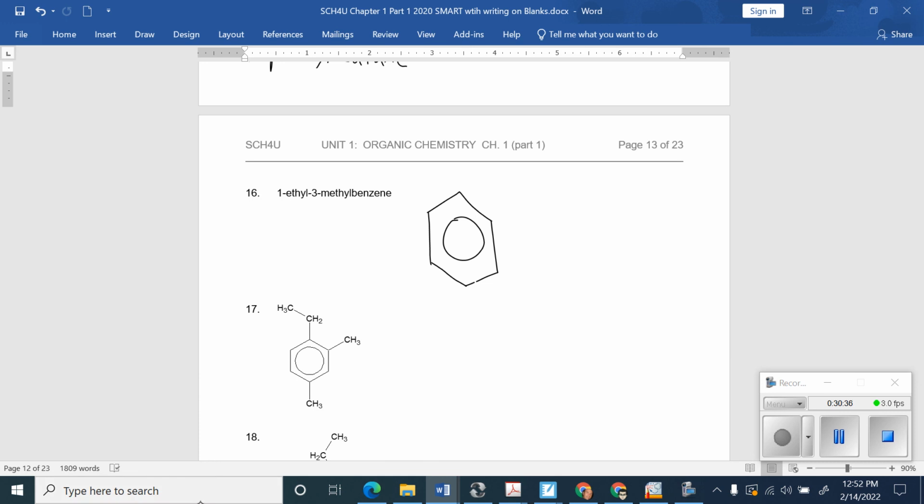And then you can pick any of these carbons. I'll just pick this one. This one will have the ethyl group. Right, so it's a 2-carbon group on the 1 carbon. And then on the 3 carbon, so if this is 1, 2, 3, we'll have a methyl group. Okay, so there I've drawn 1-ethyl, 3-methylbenzene. So given the name, draw the compound.